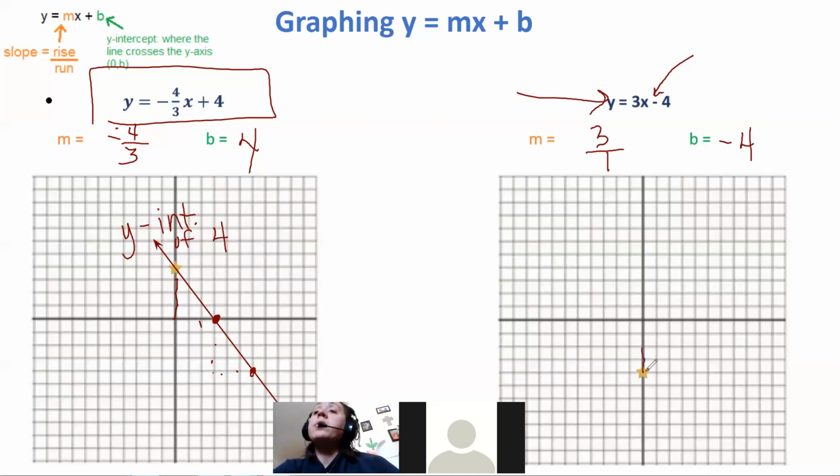Very good. 1, 2, 3, right 1. And then you could do another one. 1, 2, 3, right 1. 1, 2, 3, right 1.